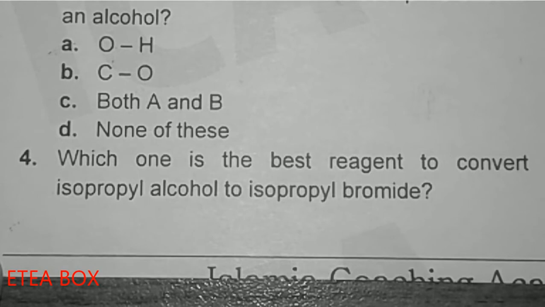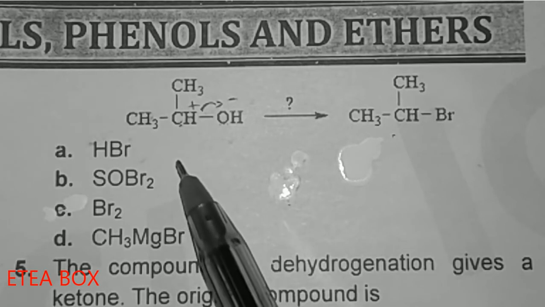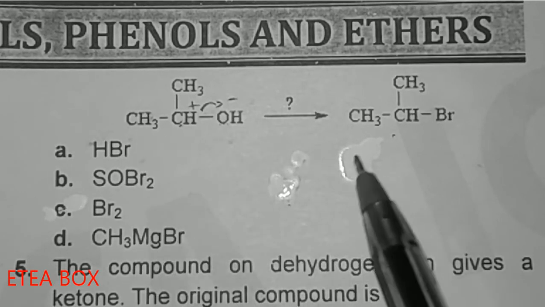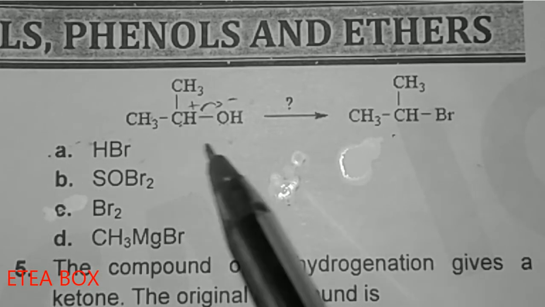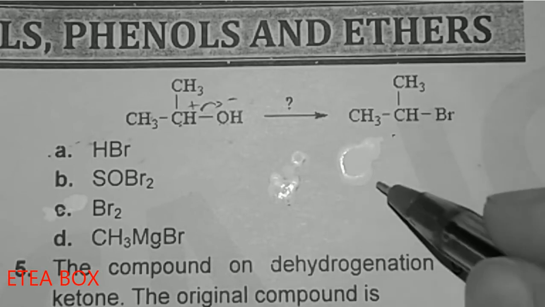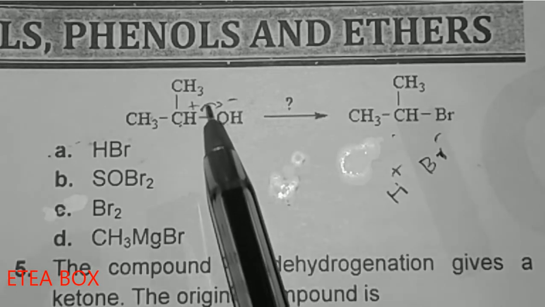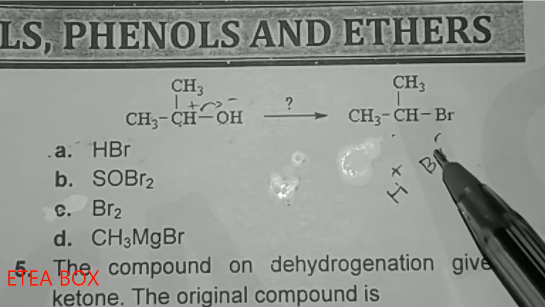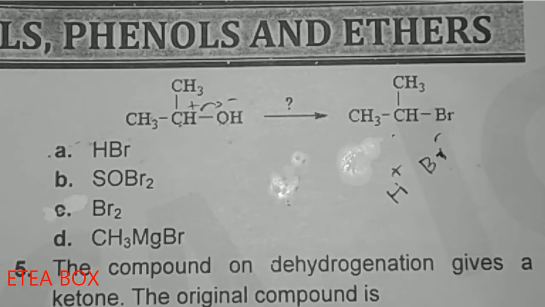Fourth one, which one is the best reagent to convert isopropyl alcohol to isopropyl bromide? These two are given. When isopropyl alcohol is treated with one of them, it will give isopropyl bromide. When we react HBr with isopropyl alcohol, it will give isopropyl bromide. This one will be H positive and Br negative, and this one will be OH negative and carbon positive. The Br negative will combine to this carbon and give isopropyl bromide, and this hydroxyl group will combine to hydrogen and give water. So option A is the correct one.